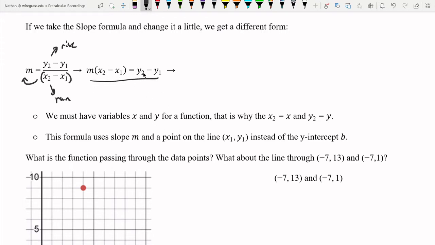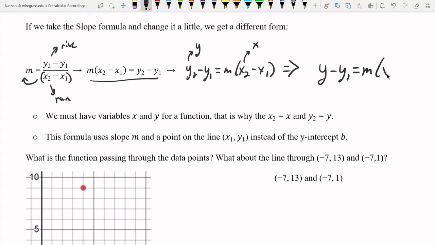Now, what I'm going to do is I'm actually going to flip it around. So we have y2 minus y1. This is the common way you're going to see it. And we're going to change y2 to just y and x2 to just x. That gives us the form y minus y1 equals m times x minus x1.